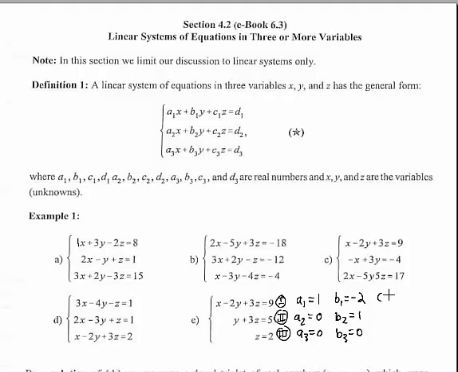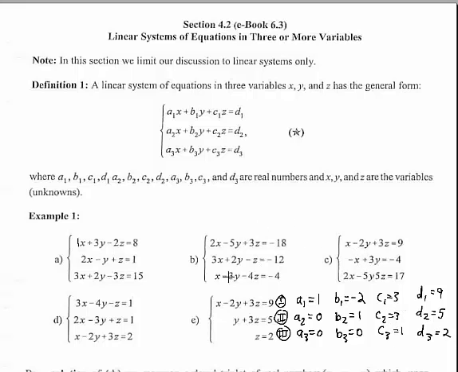And for the c's, all of our equations have a z, so we have a c1, a c2, and a c3. And then we have the d's. d1 is 9, d2 is 5, and d3 is 2.